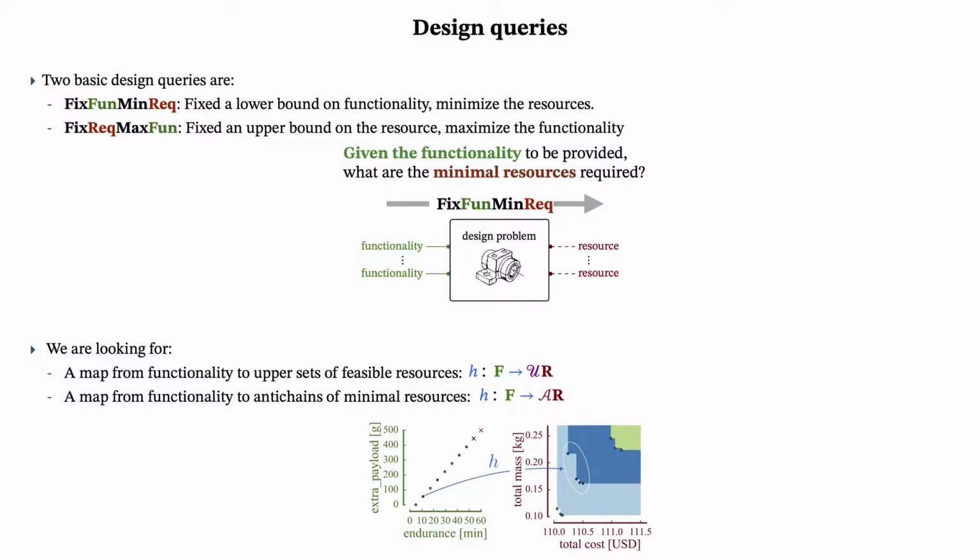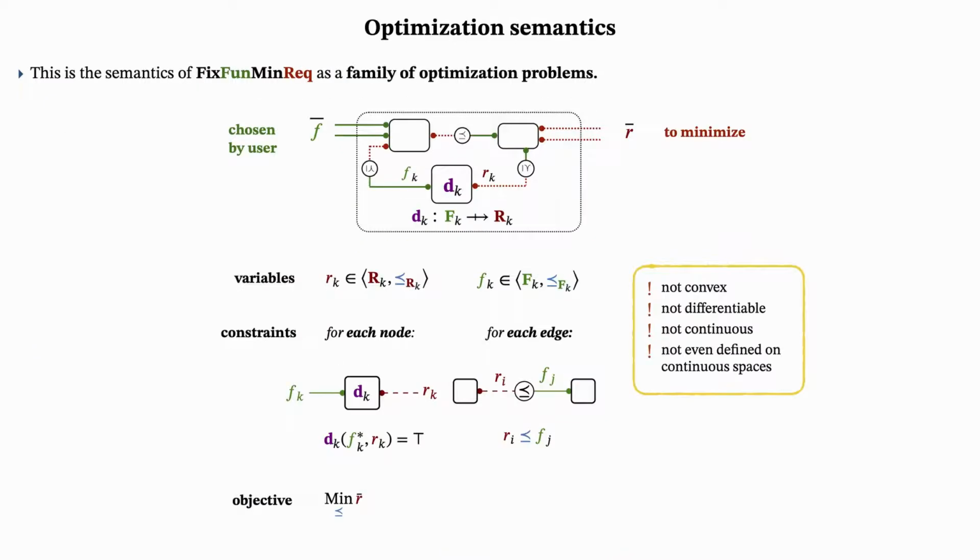Technically, we are looking for a map H from the functionality space F to the upper set of feasible resources. Practically, this will be a map from the functionality space to anti-chains of minimal resources. We won't go into the details of the optimization, but we want to notice that the described query gives a family of optimization problems in which you have a functionality chosen by the user and you want to minimize the needed resources. Such problems are a particular case of multi-objective optimization problems, which are not convex or differentiable, not continuous, and not even defined on continuous spaces.